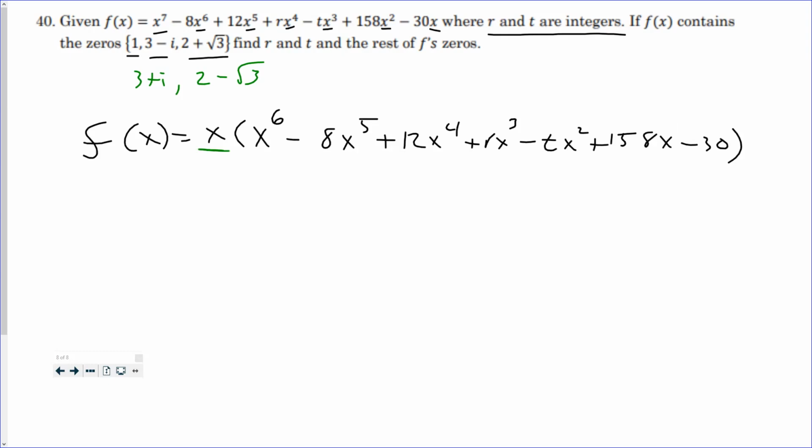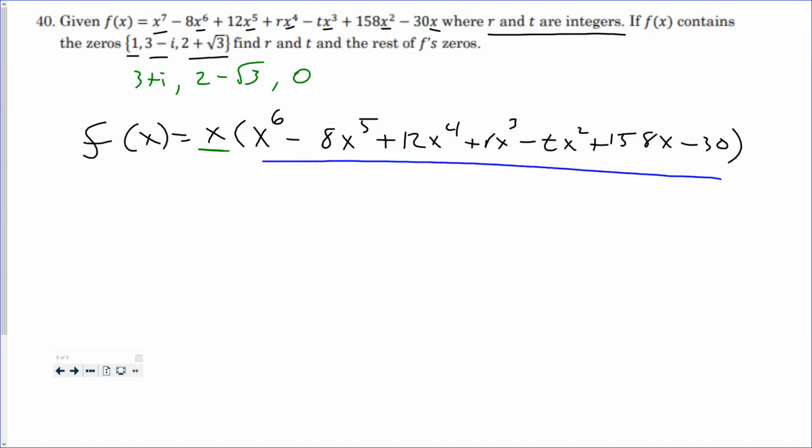And what this x tells me is I also have another missing zero of just 0, right? The x by itself is a factor, and that factor or the root is 0. So that's a third missing zero I just got right away. Everyone with me?